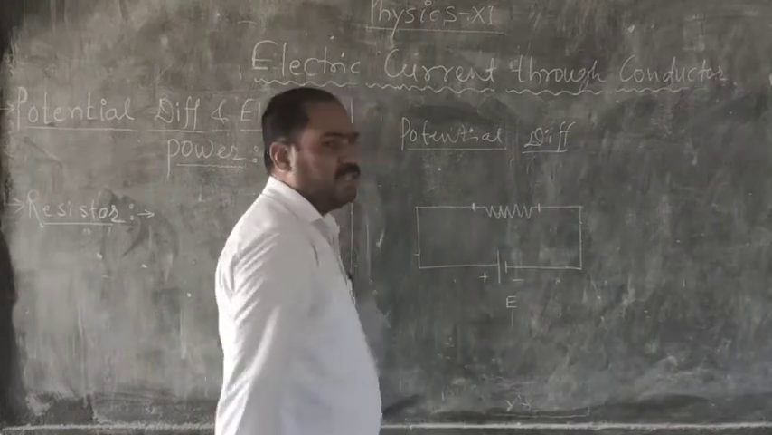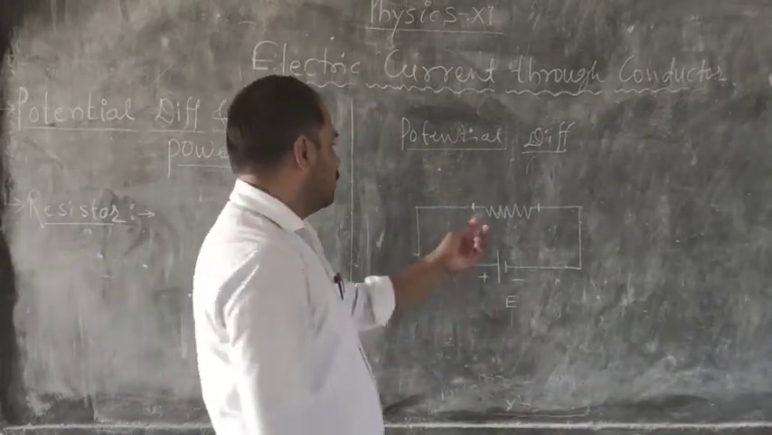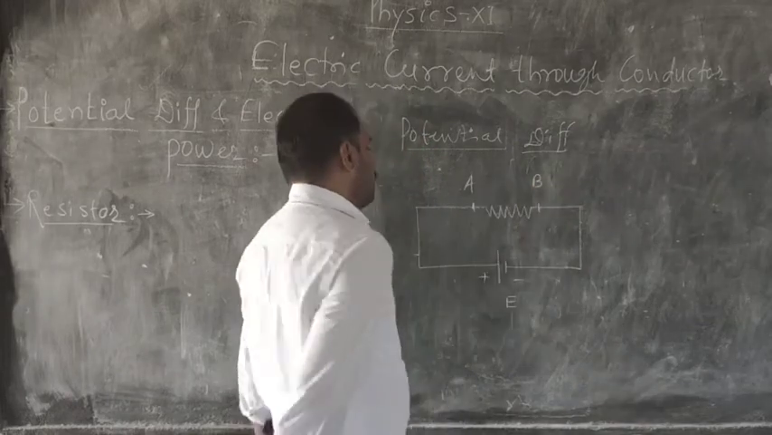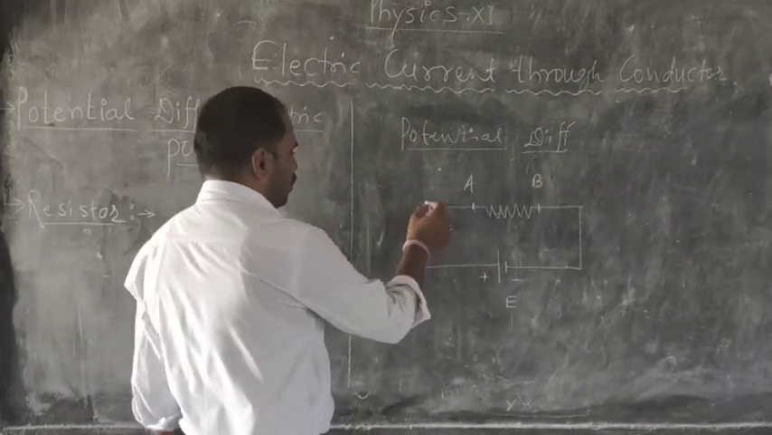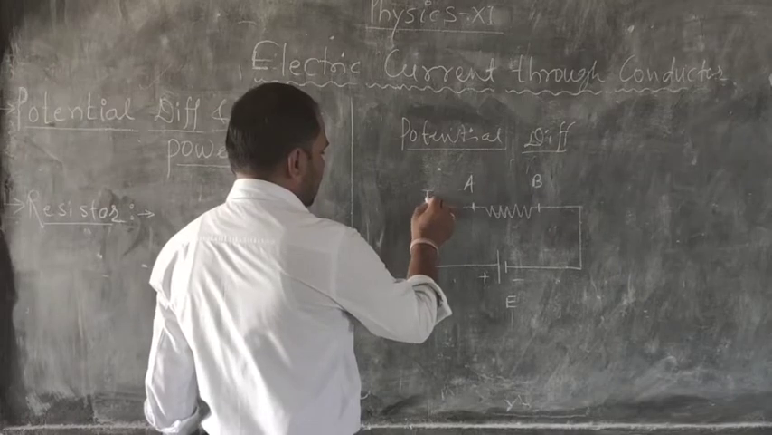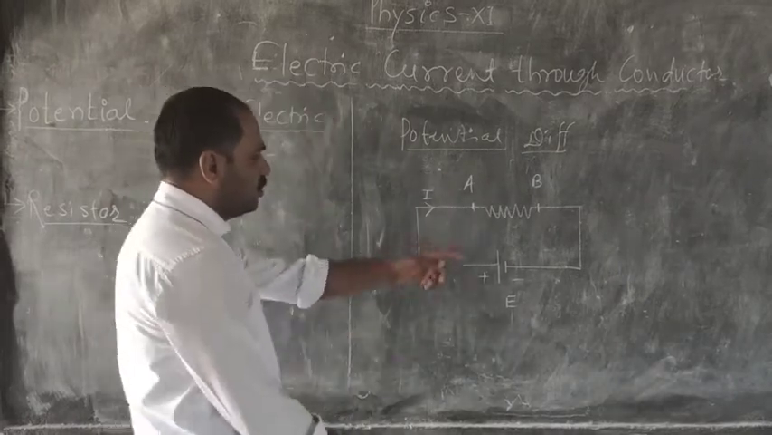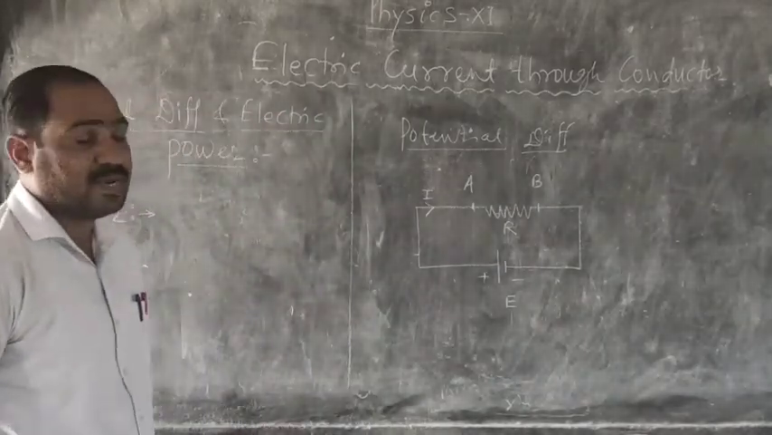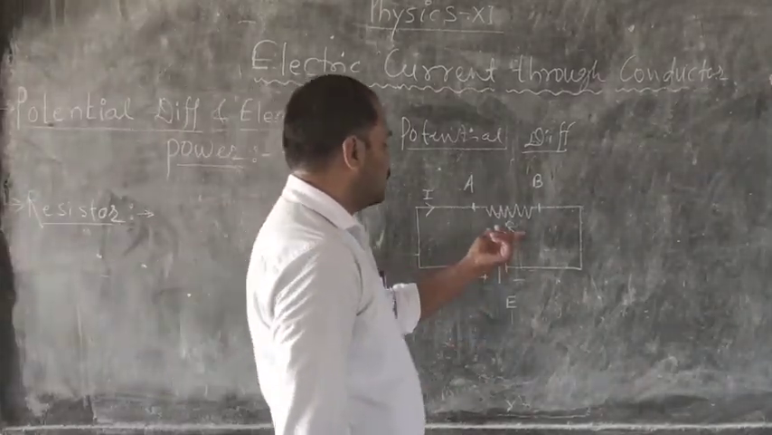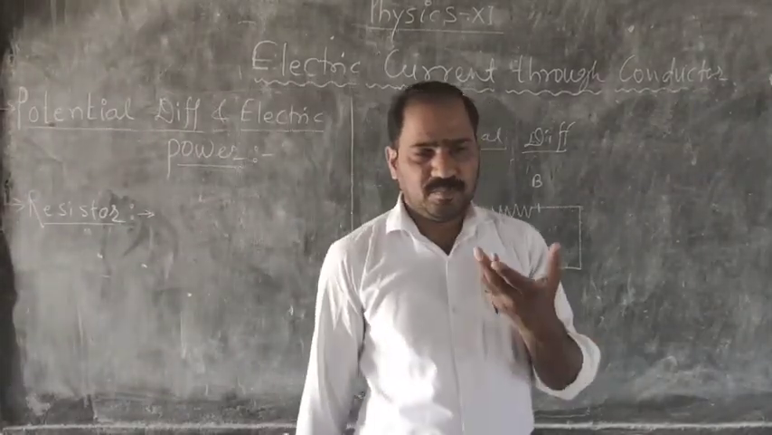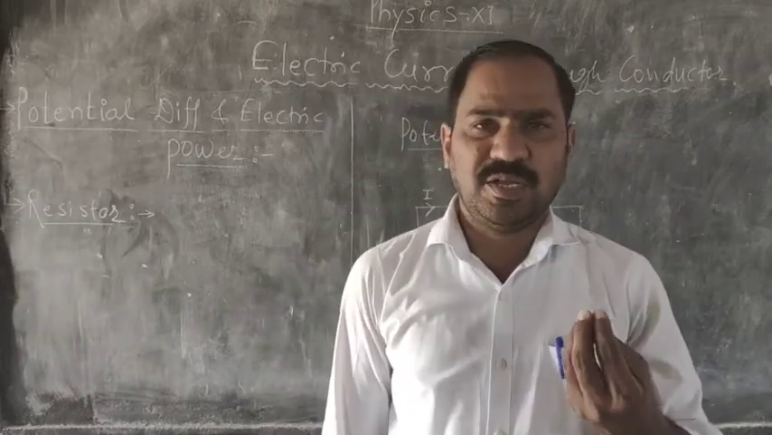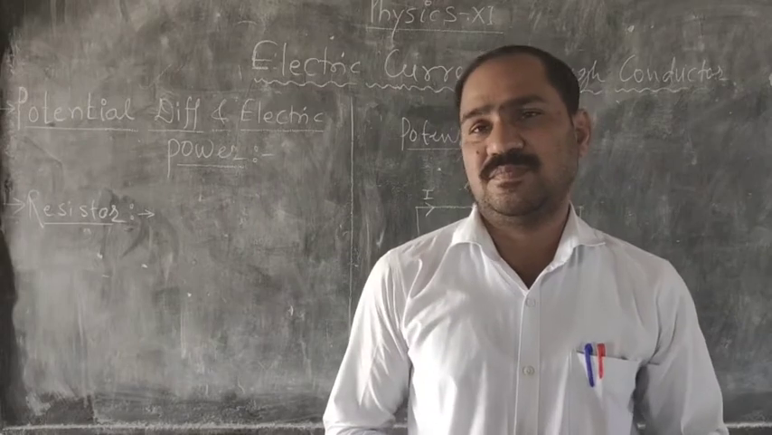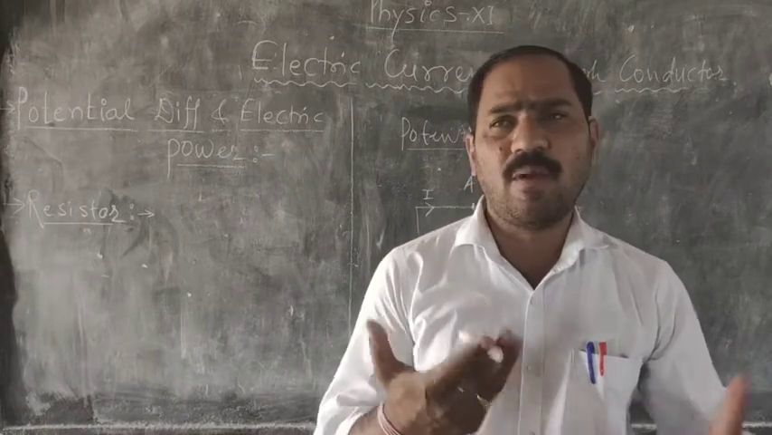A resistor has two terminals. Suppose this terminal is A, another terminal is B, and the current I flows through the resistor. So this resistor is written by the letter R. What I am saying? This is the resistor. Resistor means an instrument, a device which offers opposition to the flow of electric current.